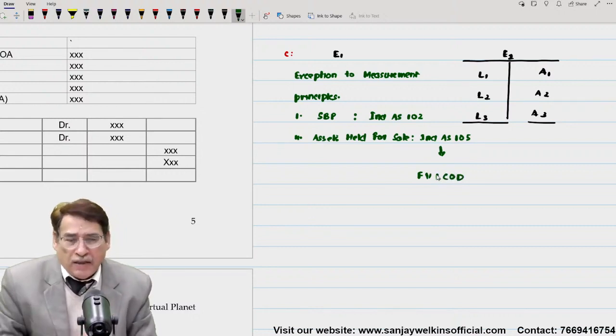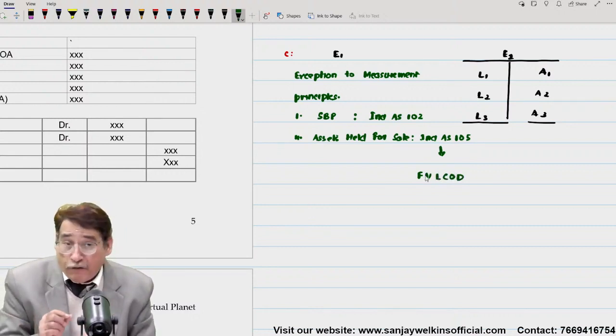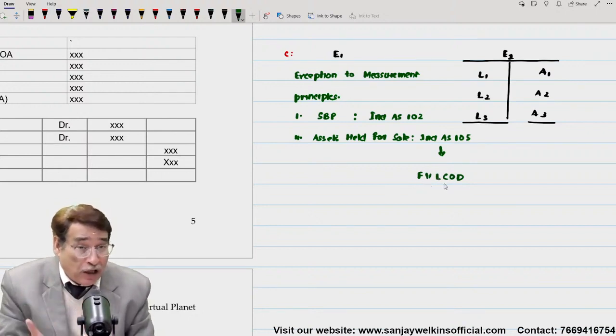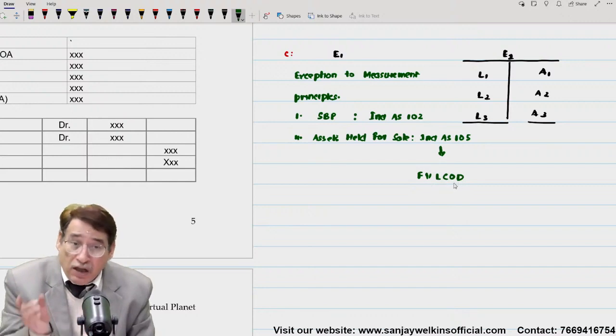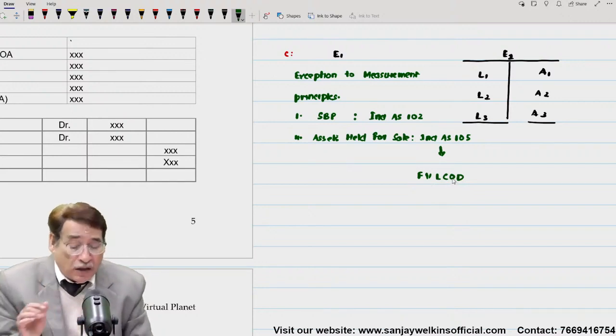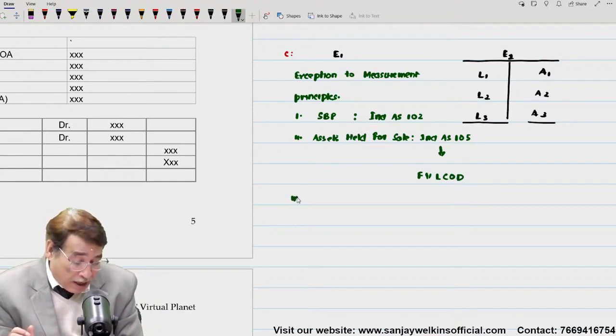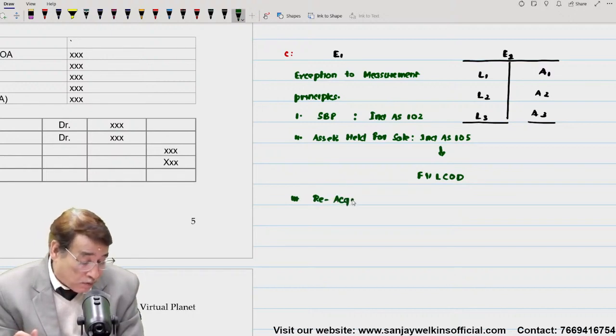Some of you may say, sir, still we are recording them at fair value. We are not recording them at fair value. We are recording them at fair value less cost of disposal. Is it clear to you or not? Then the next point is reacquired rights.